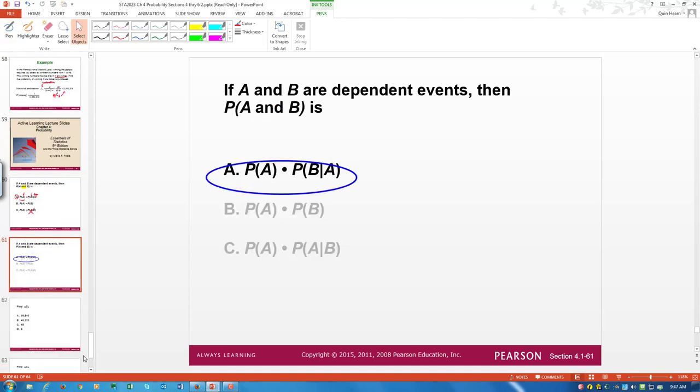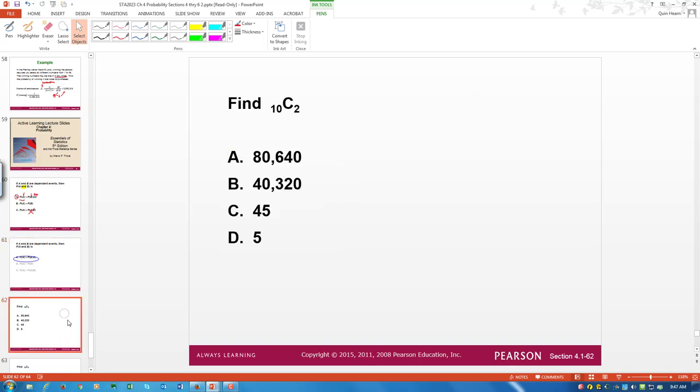Okay. Alrighty. You will probably have a question on your test that says just find 10C2. Easiest question on the test, all right?